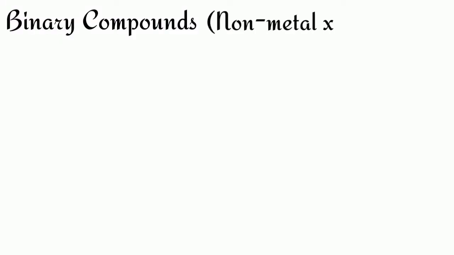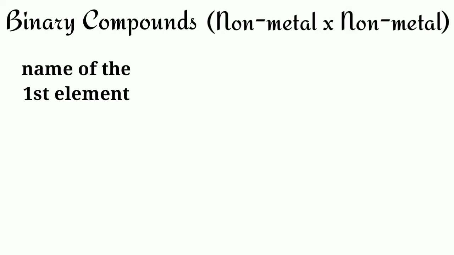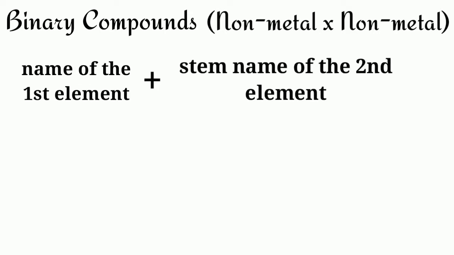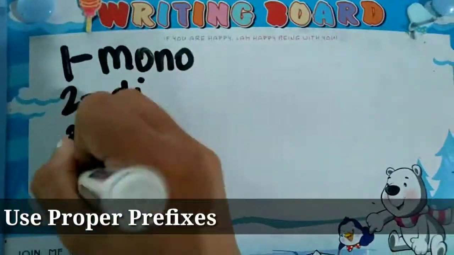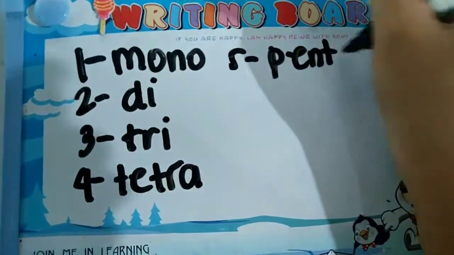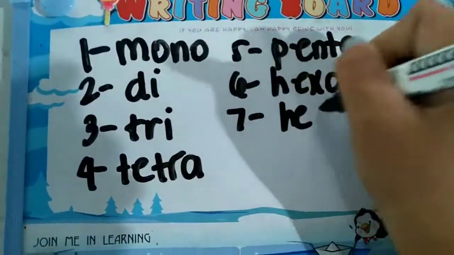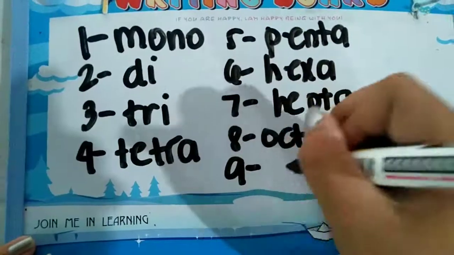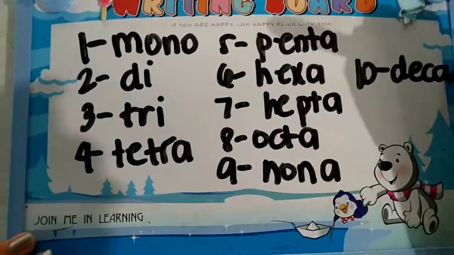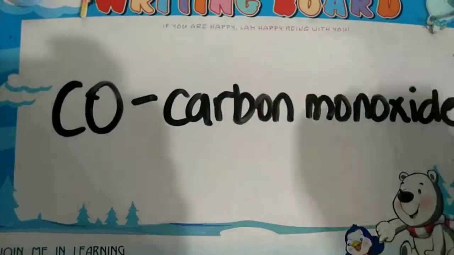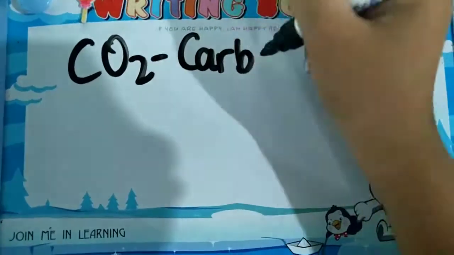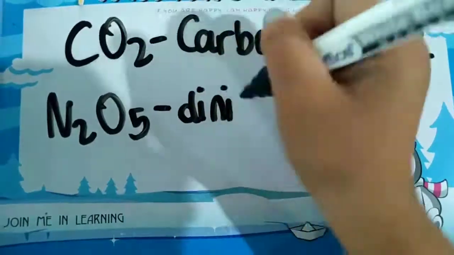For binary compound nonmetal and nonmetal, write the name of the first element and write the stem name of the second, with the addition of IDE. Use proper prefix to signify the number of atoms of the elements in the compound: mono, di, tri, tetra, penta, hexa, hepta, octa, nona, and deca. For example, CO or carbon and oxygen results to carbon monoxide, CO2 or carbon dioxide, and N2O5 or dinitrogen pentaoxide.